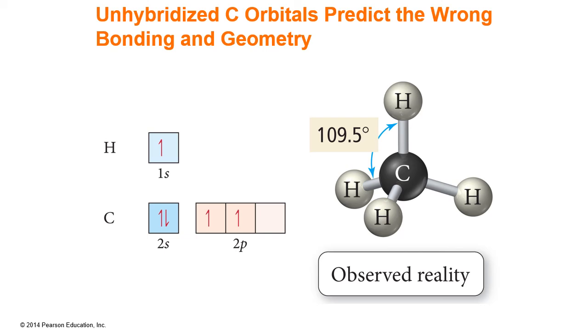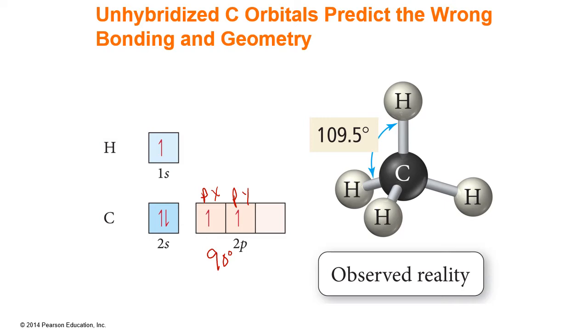Looking at the orbital diagram of carbon, we see that it has two paired electrons in the s orbital and two unpaired electrons in the p orbital. We know that the p orbitals are aligned along the px and the py axis, and we would expect that these bonds would be 90 degrees from each other because they are along the x-axis and the y-axis. However, what we observe is four bonds that are 109.5 degrees apart from each other.